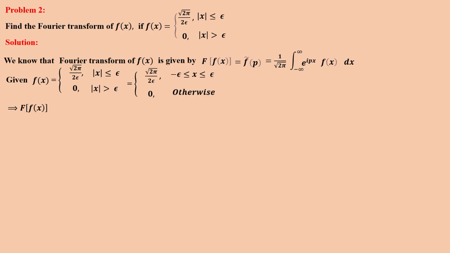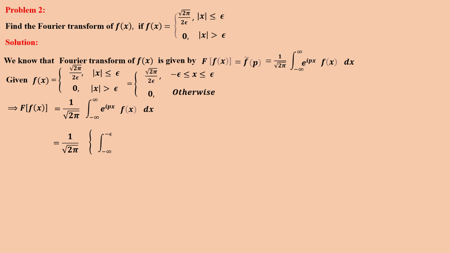So the Fourier transform of f of x is equal to 1 by root 2 pi integral from minus infinity to plus infinity e power i p x f of x dx, which is equal to 1 by root 2 pi integral from minus infinity to minus epsilon, because f of x has the value root 2 pi by 2 epsilon only between minus epsilon and plus epsilon. In the other parts of the limits, the value of f of x is 0, right?